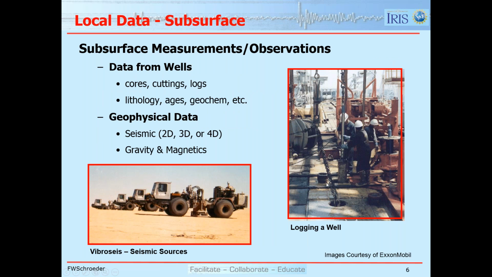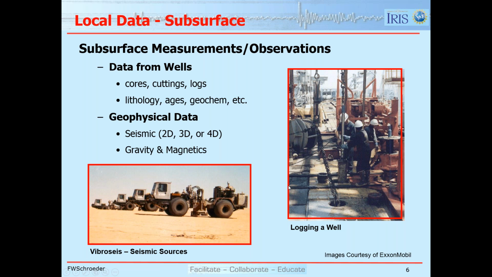We can also have subsurface local data, and there's two basic types. We get subsurface information when we drill wells, and from those wells we can recover cores or cuttings or logs. We'll talk more about those a little bit today, and then again in lesson number 4, which will be next Tuesday. And those types of data, cores, cuttings, logs, tell us something about the lithology, the geological ages, the geochemistry, and a various assortment of other physical properties about the rocks and the fluids.